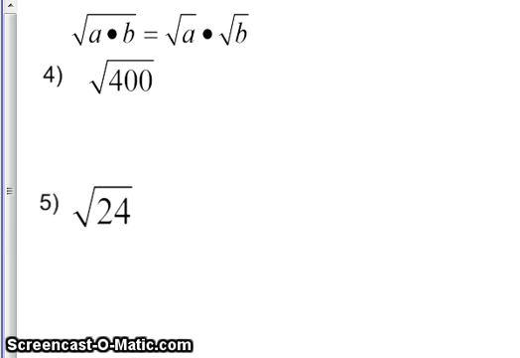Write down the rule that's up top, please. Square root of a times b equals the square root of a times the square root of b.